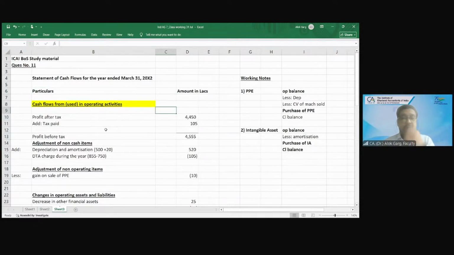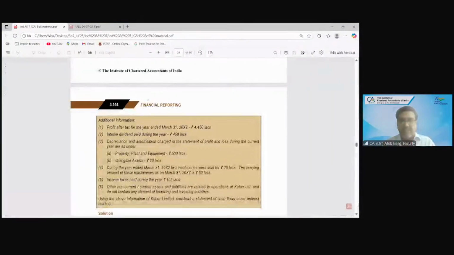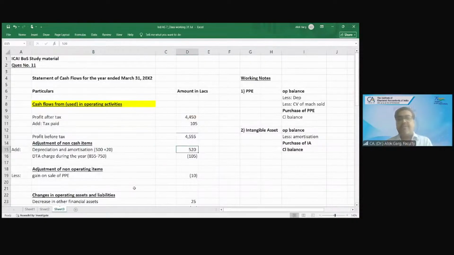Particulars: cash flow from operating activity. What was my profit after tax? 4,450. What is the tax paid? 105. What is my profit before tax? 4,450 plus 105. Now what I'll do? I'll do the adjustment of depreciation and amortization, the non-cash item. What is the number of depreciation and amortization? 500 plus 20 lakhs, it is 520 lakhs.